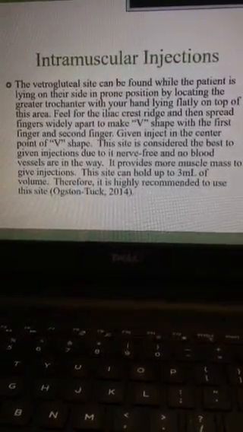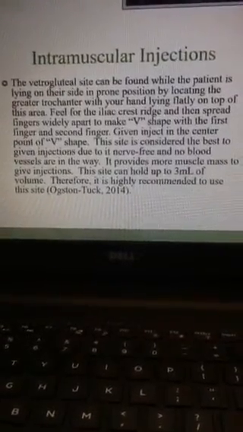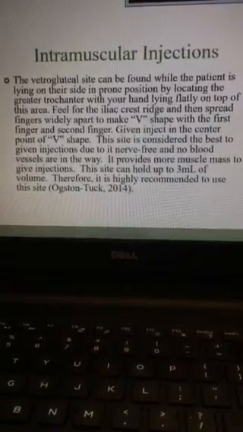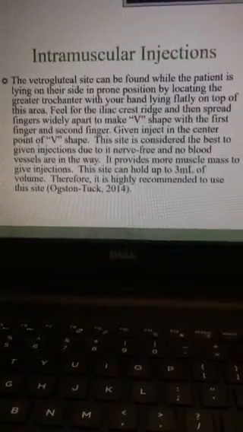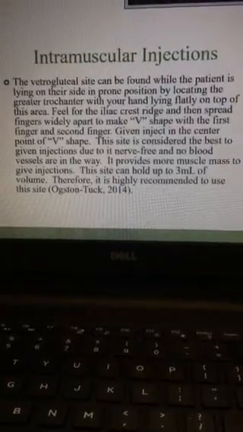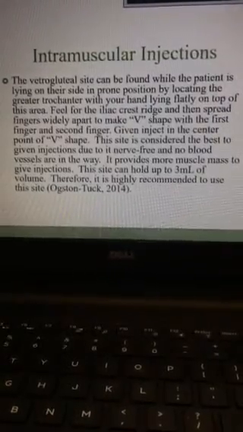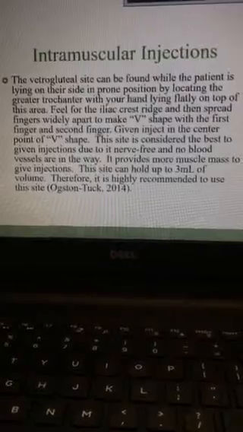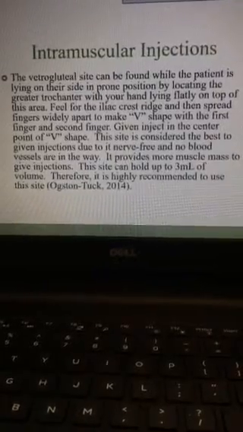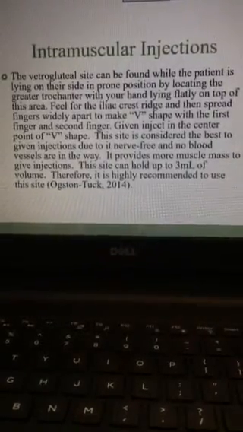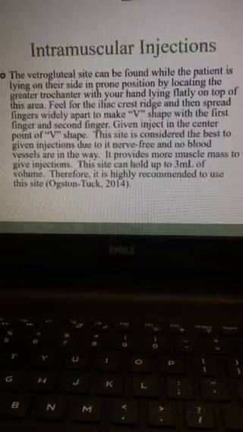The ventrogluteal site can be found while the patient is lying on their side by locating the greater trochanter with your hand laying flat on top. Feel for the iliac crest ridge and then spread fingers apart to make a V shape with the first finger and the second finger. Give the injection in the center point of the V shape. This site is considered the best to give injections due to it being nerve-free and no blood vessels are in the way. It provides more muscle mass to give injections, and this site can hold up to 3 milliliters of volume. Therefore, it is highly recommended.